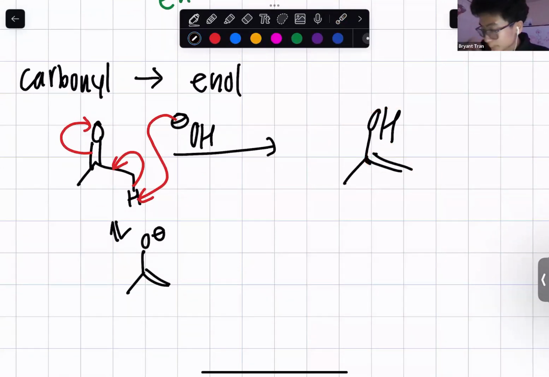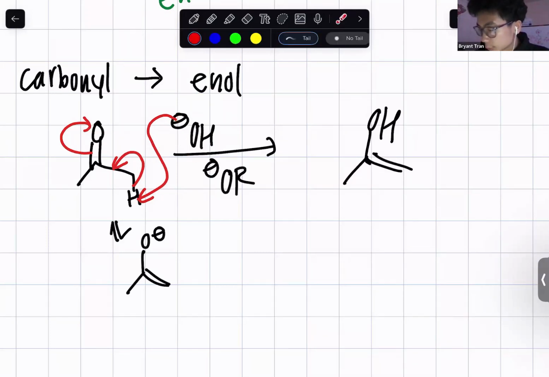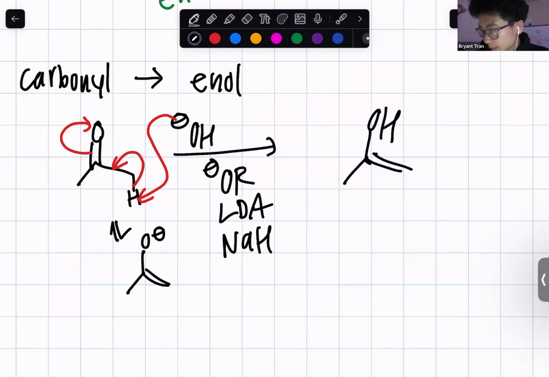Other examples of basic conditions would be anything that's negatively charged. So OH minus is a common one. OR minus is another common one. This R group here is a variable hydrocarbon. So it could be CH3, it could be CH2CH3, CH2CH2CH3, isopropyl, like any random hydrocarbon chain. OR minus, alkoxide ion. It could even be LDA. It could be NaH with a hydride ion, H minus.